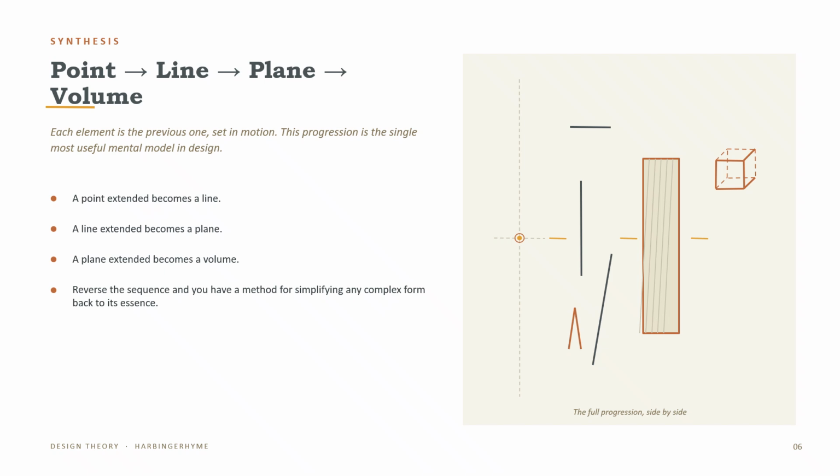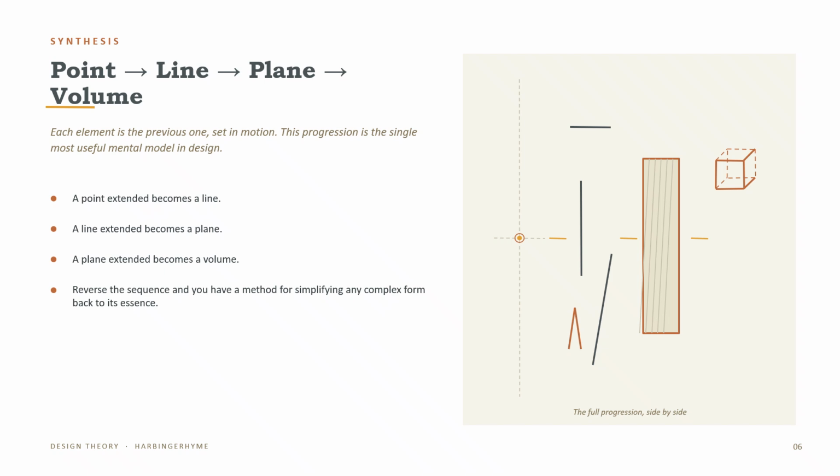Hold on to this. Whenever a design feels overly complicated, you can run this sequence backwards. Reduce the volume to its defining planes, the planes to their edges, the edges to their key points. That's how you find the bones of any composition, no matter how ornamented the surface is.